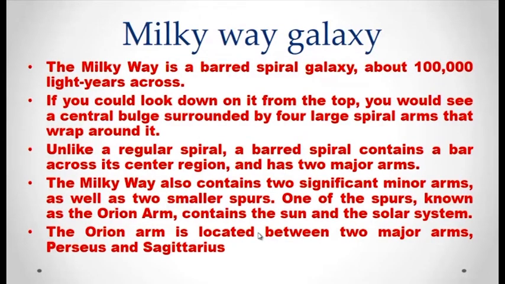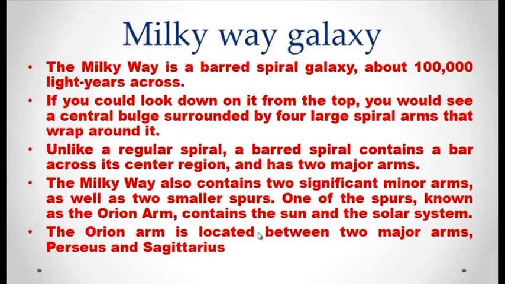Next, our Milky Way galaxy. This is a spiral galaxy which is about 100,000 light years across. If you could look down on it from the top, you would see a central bulge surrounded by 4 large spiral arms that wrap around it. Unlike a regular spiral, a barred spiral contains a bar across its center region and has 2 major arms. The Milky Way also contains 2 significant minor arms as well as 2 smaller spurs.